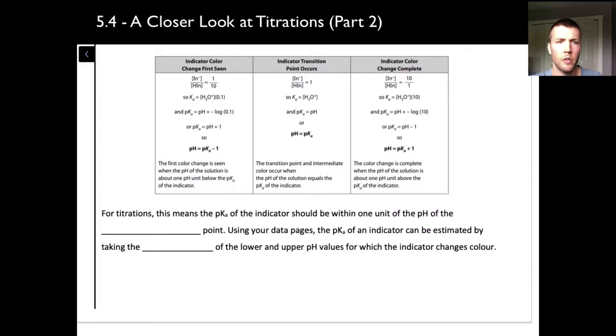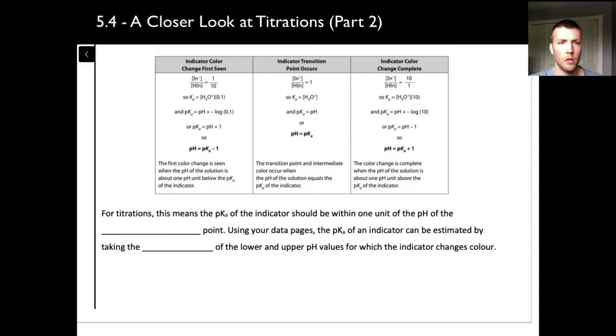As we mentioned in the previous video, the color change for an indicator happens over a pH range. And so the color that you're going to observe is going to depend on the position of the equilibrium, which is related to the ratio of the indicator in its deprotonated and protonated forms. So let's take a look at what's happening on either end of this transition range and what's happening in the middle.